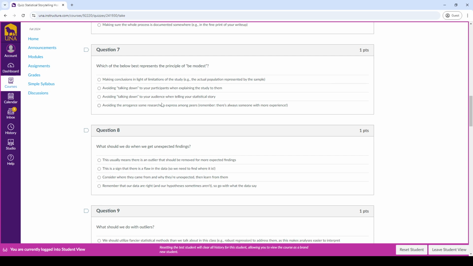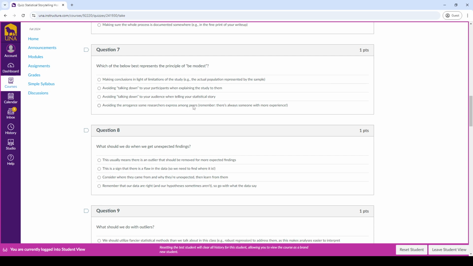All right, which of the below represents the principle of be modest? Making conclusions in light of limitations of the study. Okay, well, that sounds pretty good. Avoid talking down to your participants when explaining the study to them. Well, that's a good thing, but not what ASA is recommending with M in the ADAM acronym, be modest. Avoid talking down to your audience. Again, a good thing. Avoid arrogance.